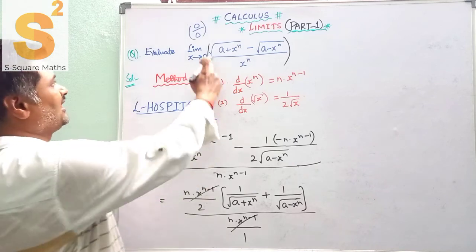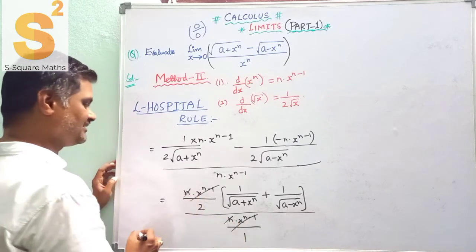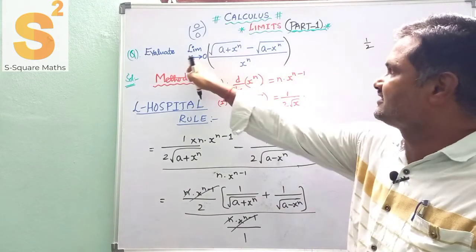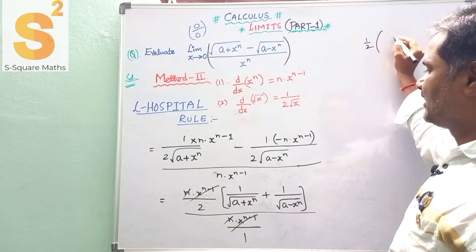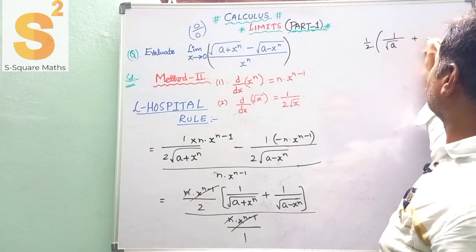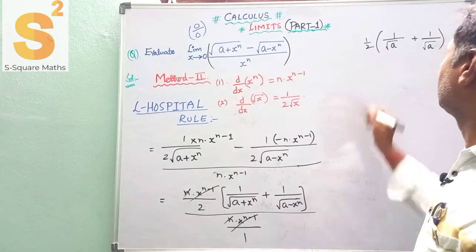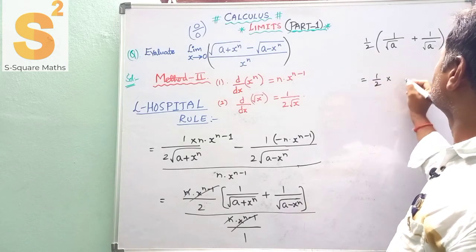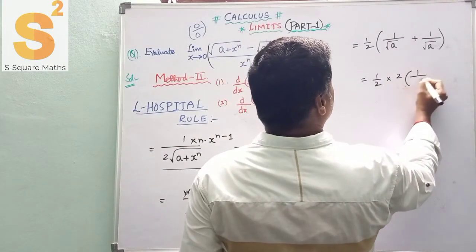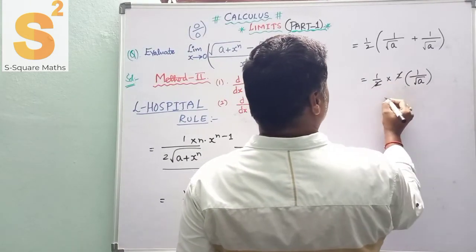Okay, so now you apply limit x tends to 0 here. So now n and n also get cancelled. So the leftover part is 1 by 2 limit x tends to 0: now you substitute x is equal to 0, you will get root a, and again here root a. Okay, so 1 by 2 into this, which is 2 by root a, or 2 into 1 by root a. So 2 and 2 get cancelled, and the final answer is 1 by root a.